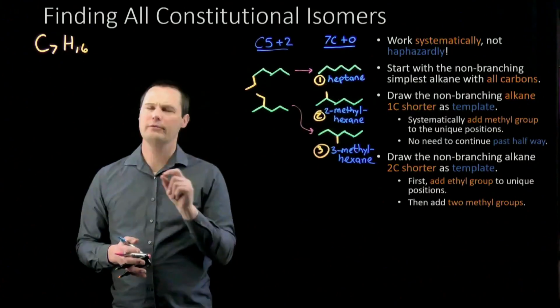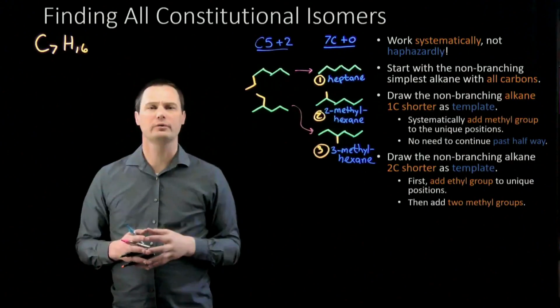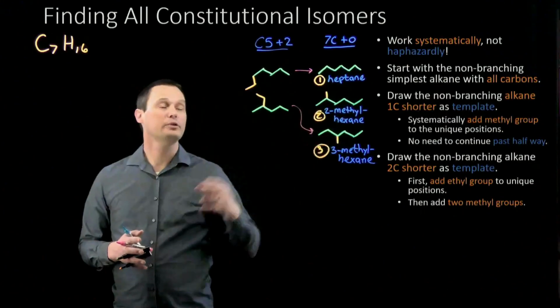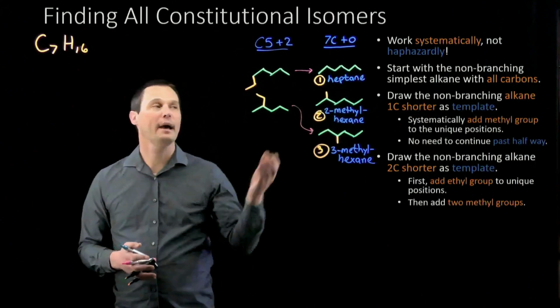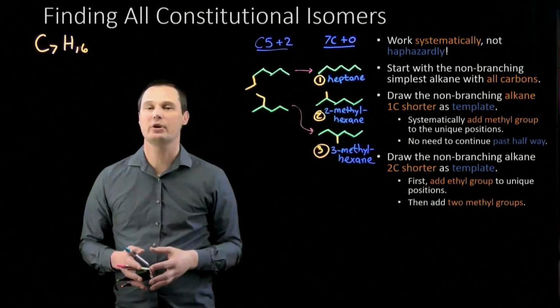You have to be very careful when you're doing the systematic analysis that the structure you've drawn is really unique and not a rotated version of something else. You can check your work by giving your structure its IUPAC name, and that IUPAC name needs to be unique and not identical to any structure you've previously drawn.